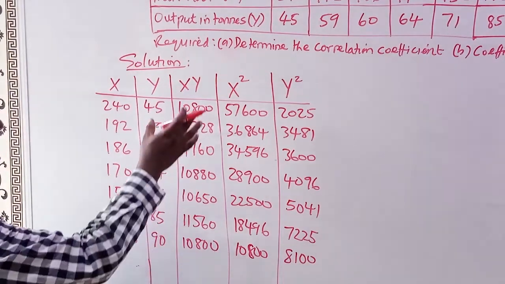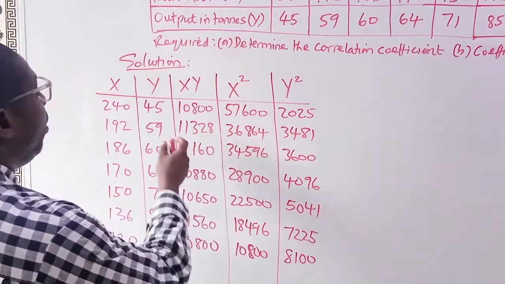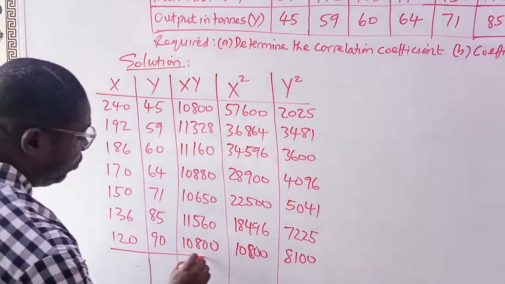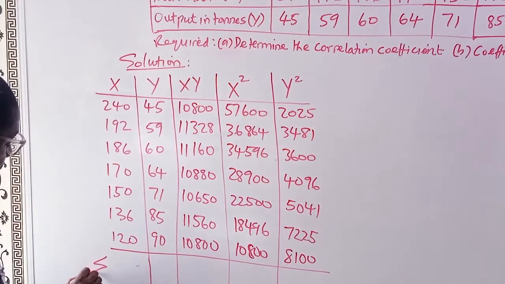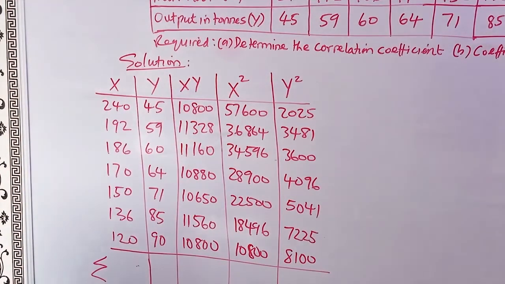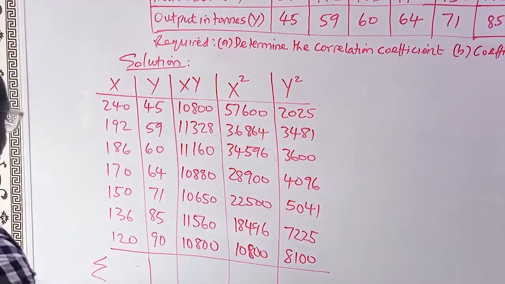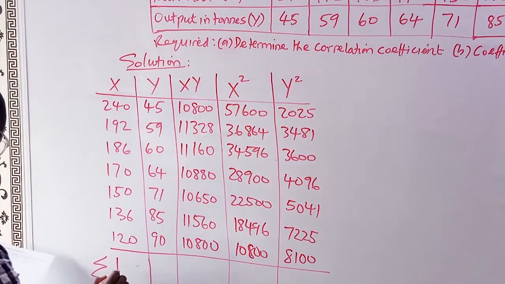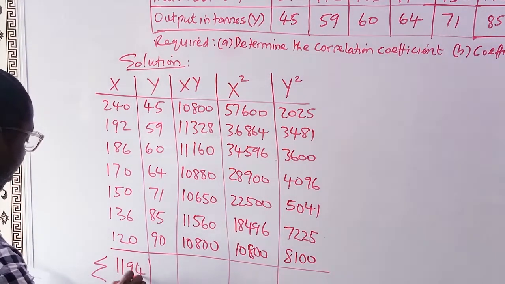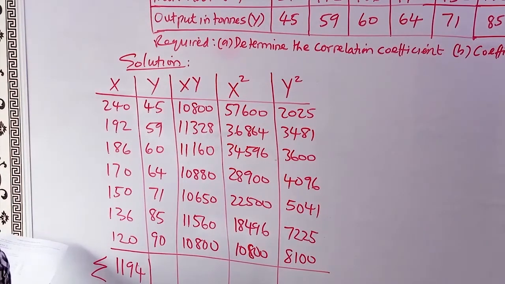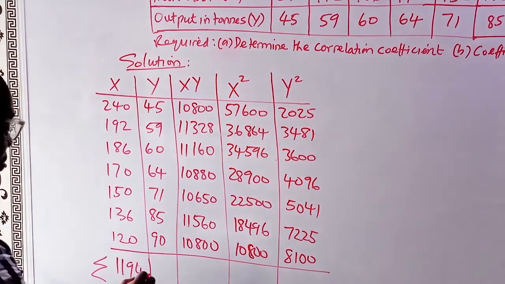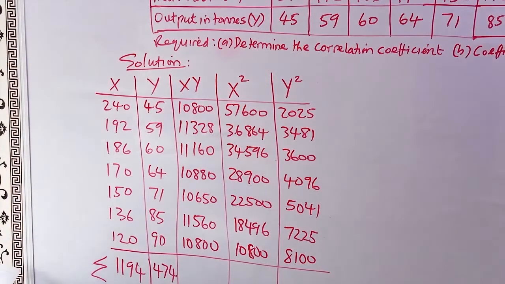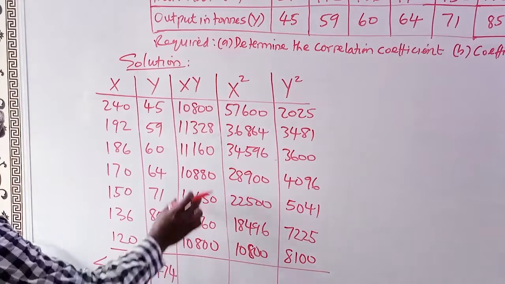The next thing we do after determining these three columns from the initial values we've been given is find the summation of each of the columns. If we sum these values, we'll have 1,194 as the sum of X. The sum of Y will give us 474. The sum of XY, can you do this quickly?